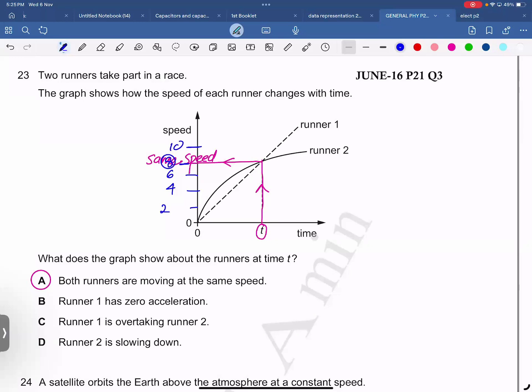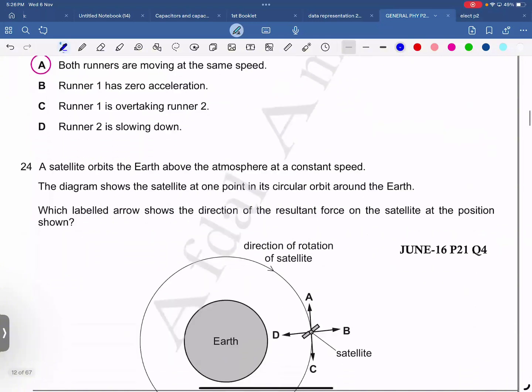That's different. At this point, the speeds are same. After this, the speed of runner 1 is faster than runner 2. Just look at the number on y-axis. Same number, so same speed.